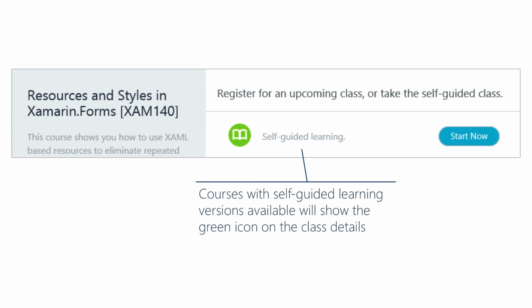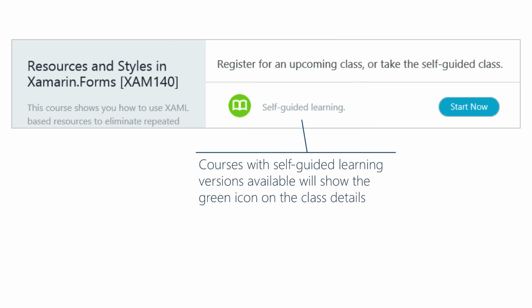Some of the XAMU classes are also available as self-guided classes. These classes consist of short videos, interactive content, quizzes, and exercises, and they contain all of the same content as the live classes. The biggest benefit of the self-guided classes is the ability to take them any time of day, and you're not required to complete a class in a single session.